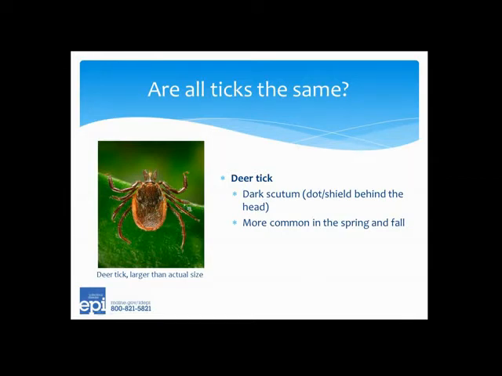Adult deer ticks are more common in the spring and the fall. If you see a normal sized tick in the spring and the fall, it's more likely to be a deer tick than a dog tick. But deer tick nymphs are around during the summer as well. So anytime that the temperature is above freezing, there is a risk for ticks. But you can tell a little bit from the season what type of tick it might actually be.